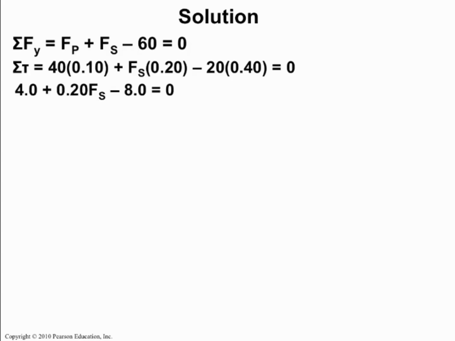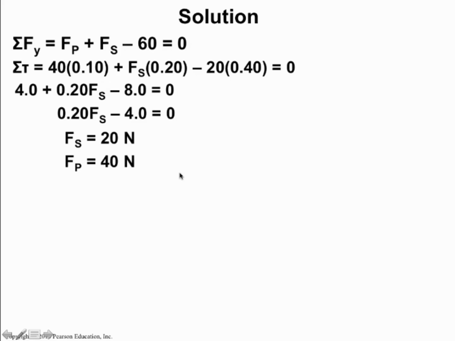Okay, so continuing with the solution, we just carry our equations forward, and then we can work with the torque equation. So just doing the calculation there, we end up with 4.0 plus 0.20 Fs minus 8.0 equals 0. And then doing some algebra on that, we end up with Fs equals 20 newtons. And then putting that 20 newtons, that Fs, back into the force equation, we can solve for Fp and find that Fp is 40 newtons. And so the upward force Fs is 20 newtons, and the upward force Fp is 40 newtons.